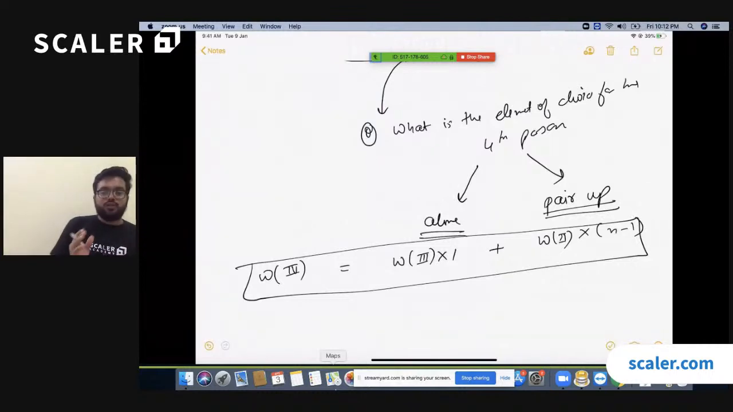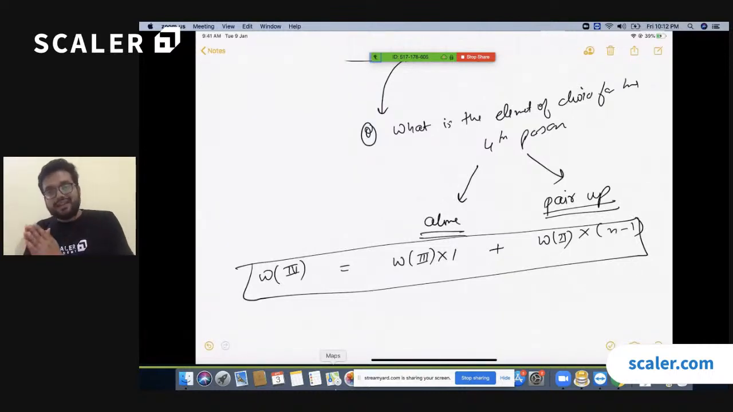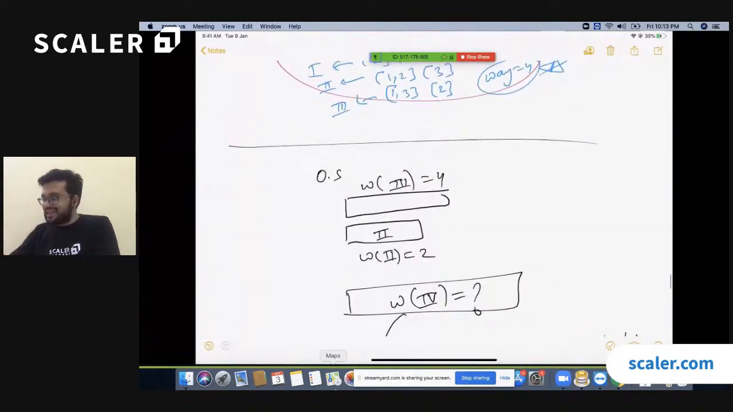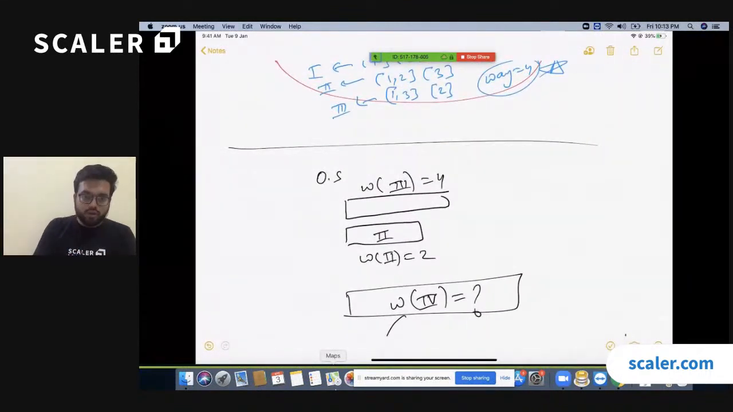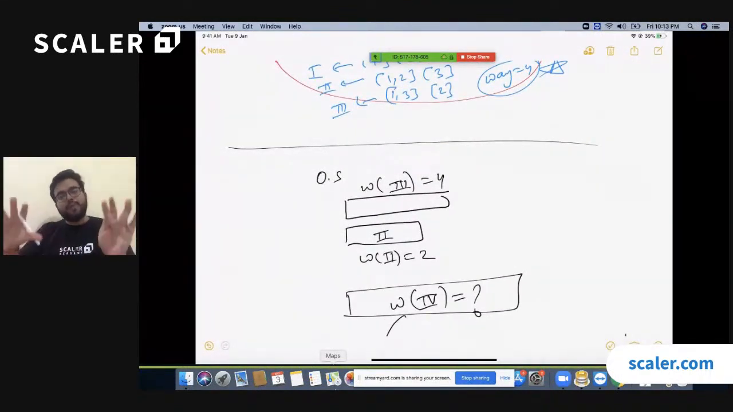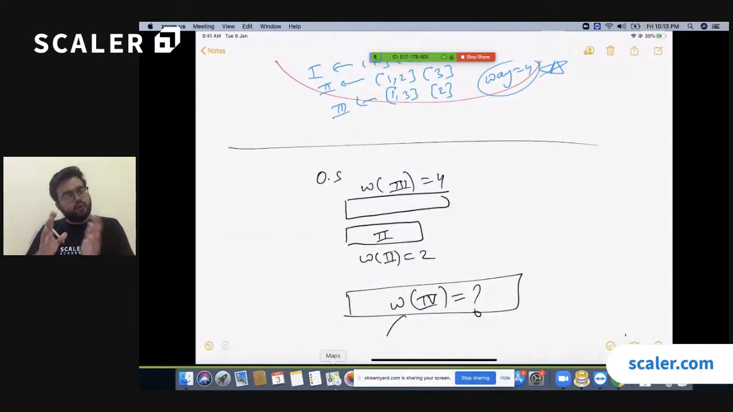So what did I do? I have just proven that this problem shows optimal substructure, because that is the first feature that I need to prove to see if a problem can be solved using dynamic programming or not. How did I prove it? I assume that, let's say, I know the answer for W2. That is, if there are 2 people in the party who are enjoying, how many ways they can enjoy. If I know the answer to it, let's say that is equal to 2.